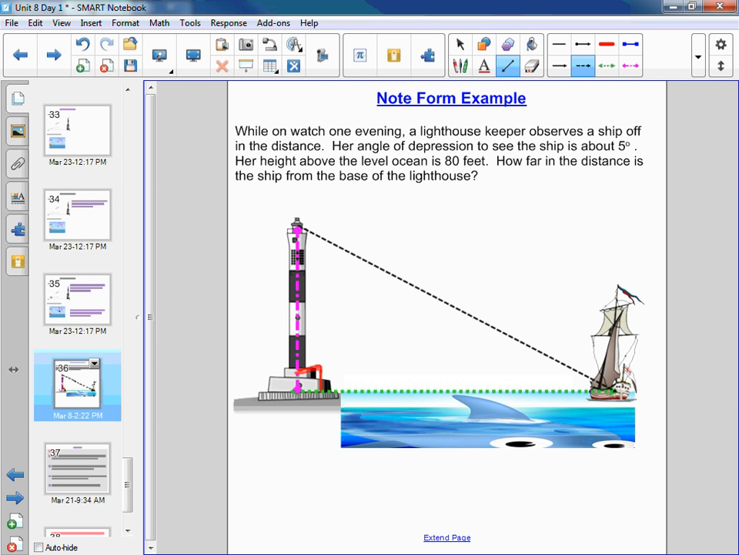Next, we need to label some given information. And so her angle of depression to see the ship is about 5 degrees. So remember, angle of depression is always measured from the horizontal. I'm going to go ahead and put in the horizontal here. The angle of depression is always measured from the horizontal and then down to the line of sight to an object. So this 5 must be right here. So there's our 5 degrees.